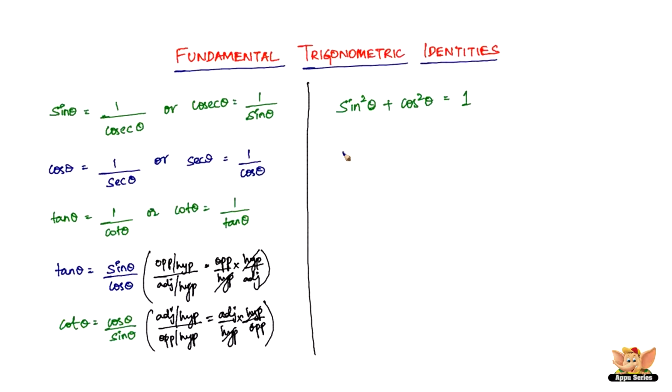Next one coming up is 1 plus tan square theta equals secant square theta. We will definitely prove all these in the forthcoming videos. And another one is 1 plus cot square theta equals cosecant square theta. So these are the other 3 fundamental trigonometric identities which are really important in solving problems based on trigonometric identities. Don't worry about how these came about. We will show you in the forthcoming videos and prove it to you.